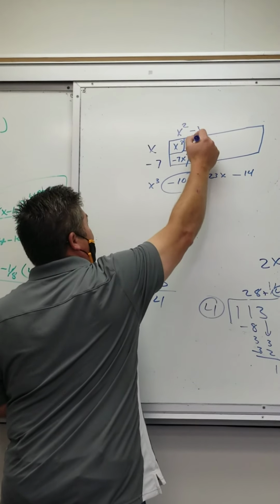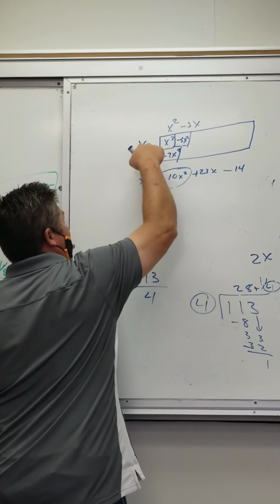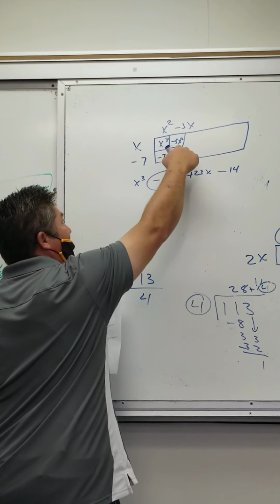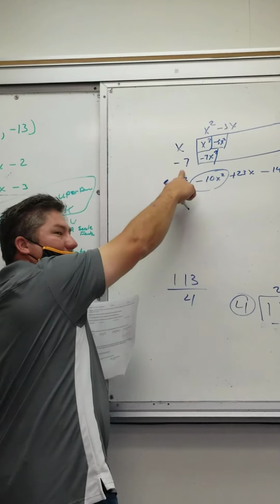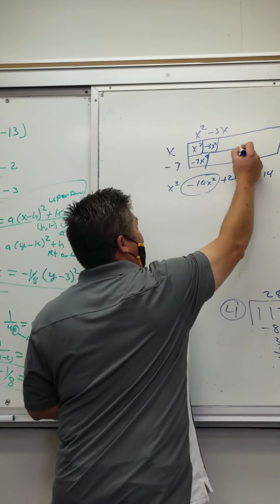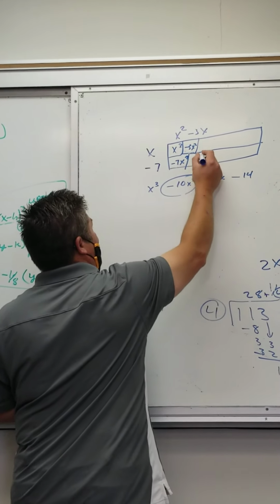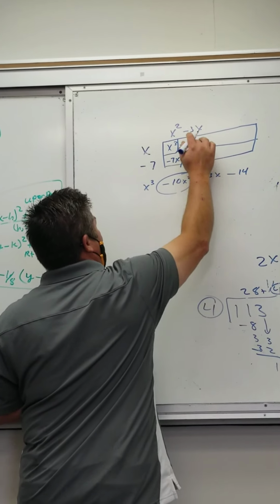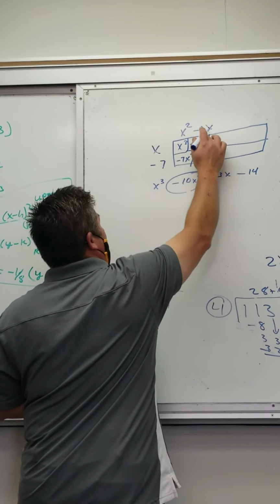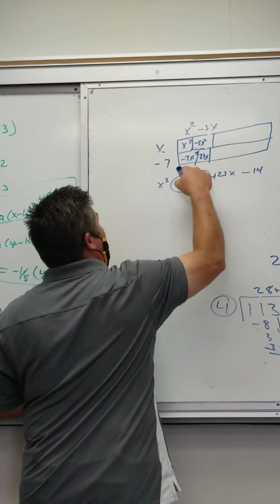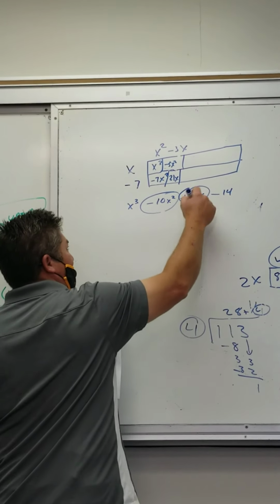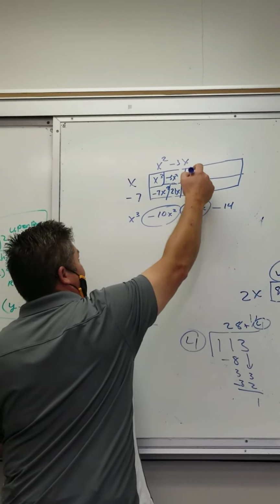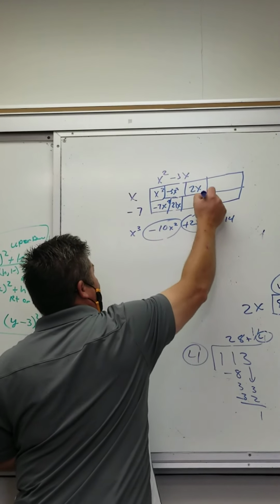Negative 3x. Negative 3x times x is negative 3x squared. Okay, but I got to take the negative 3x and times it by the negative 7 for the next box. So this becomes negative 21x. Sorry, I got to make these boxes bigger. Oh, yeah, it's positive 21x. Well, that's fine and dandy, but I wish it was 23. So 21 plus what? 2x. That's what goes there.